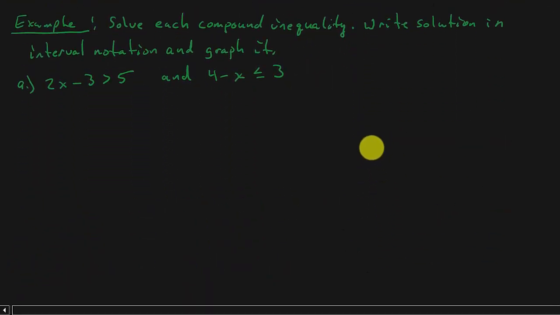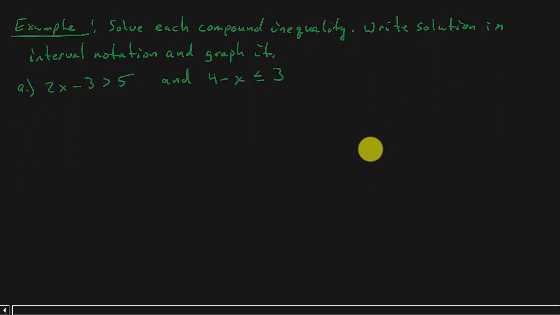All right. Now, let's look at this. Solve each compound inequality. Write solution in interval notation and graph it. So we've got two inequalities. We've got 2x minus 3 is greater than 5 and 4 minus x is less than or equal to 3. Well, to work this one, we kind of do it like we did the first examples that we worked. We just first solve each one of them individually. Okay, so let's do that.